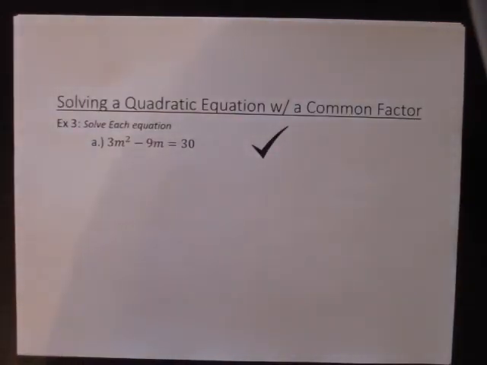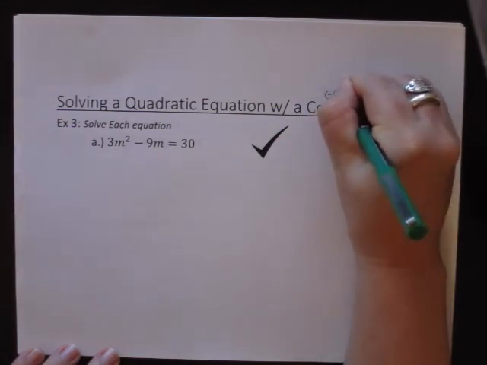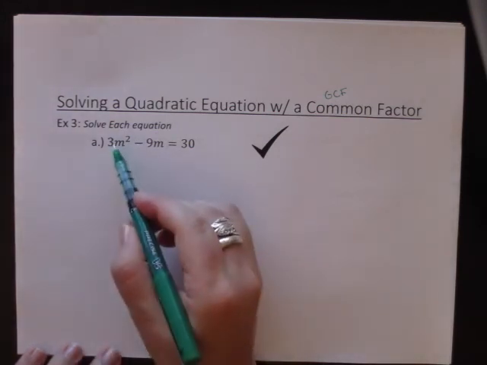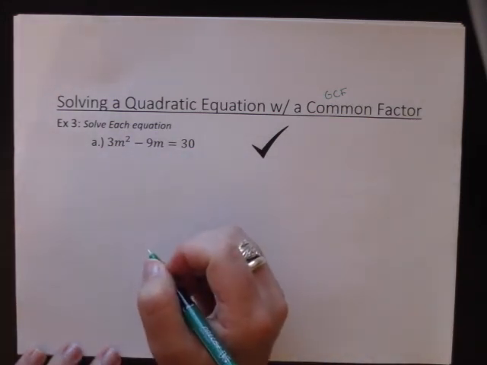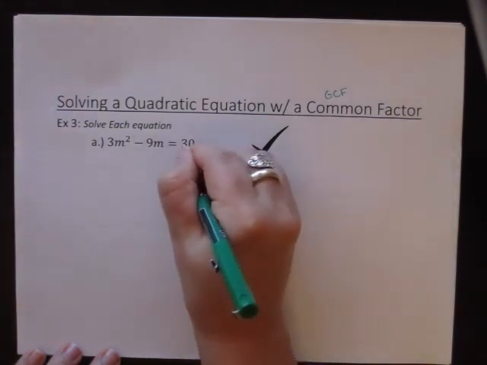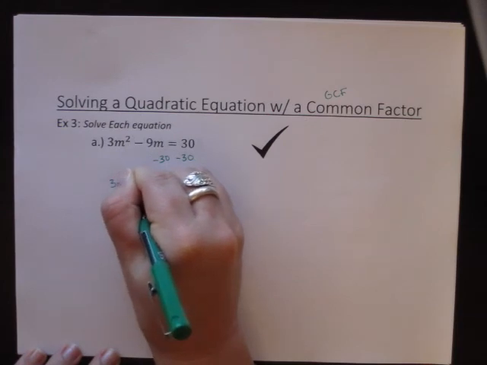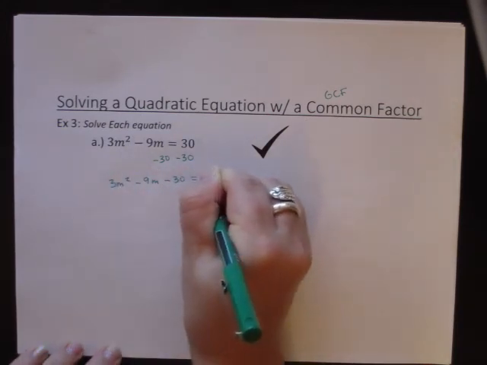Alright, now what we're going to do is solve a quadratic equation with a common factor. Really what this means is a GCF, because we want to make the answer as simple as possible. So we got 3m squared minus 9m equals 30. First thing we got to do is make sure to set it equal to 0. So I'm going to subtract 30 from both sides. So I've got 3m squared minus 9m minus 30 equals 0.